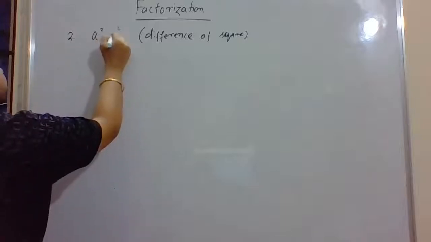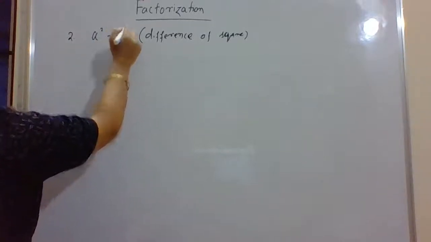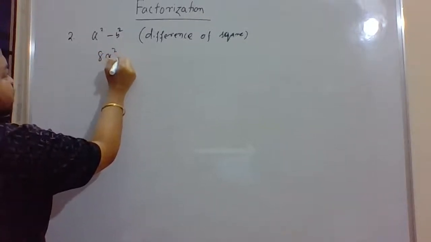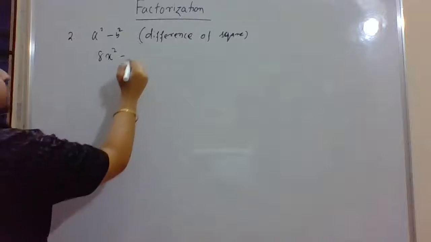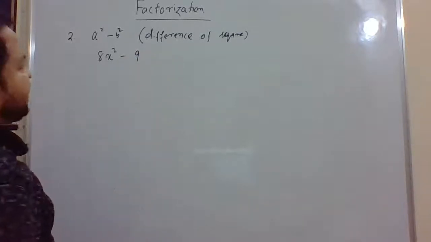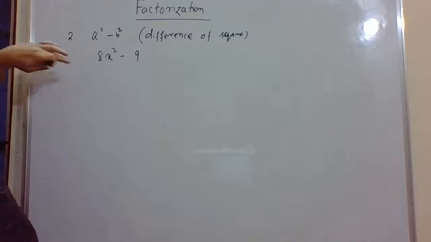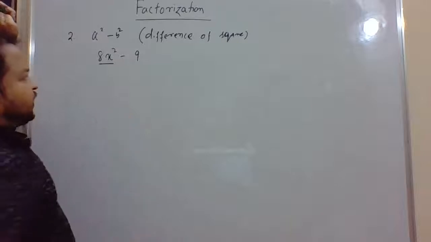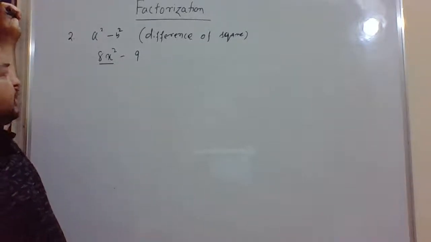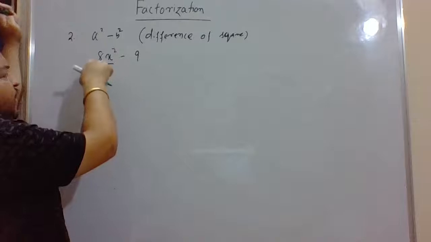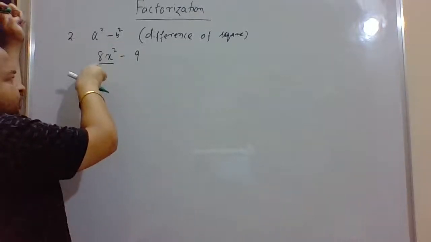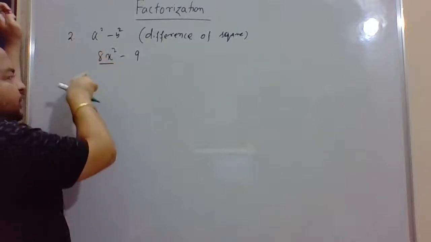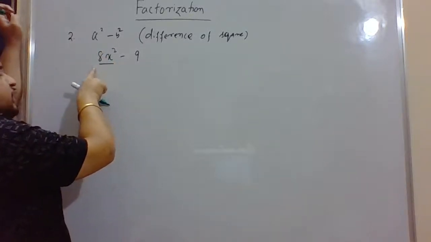Okay, it's an a squared minus b squared format. So the next one we'll try to solve is 8x squared minus 9. The reason why I have chosen this is, if you see here, the first term does not look like a perfect square. Because had it been 4x squared, I could have written the square of 2x. Had it been 9x squared, I could have written the square of 3x. But even if it is not a perfect square, that's still fine.